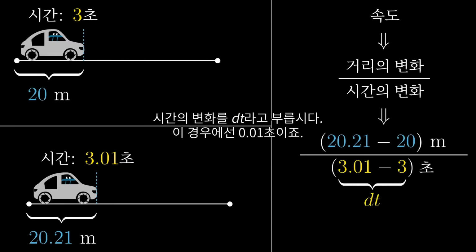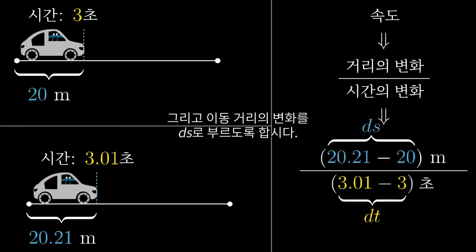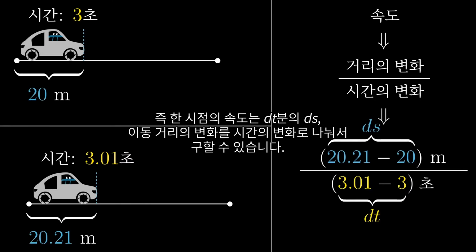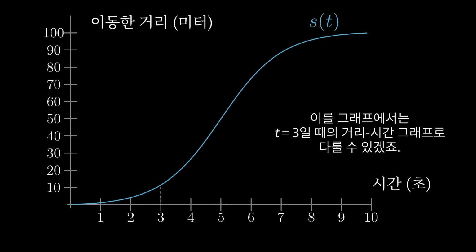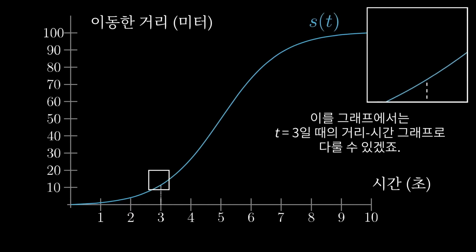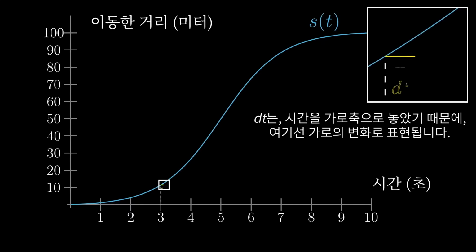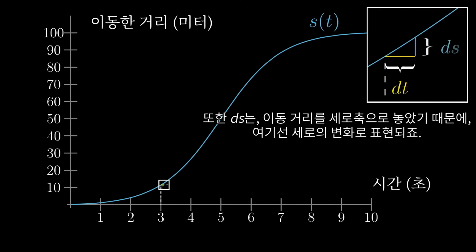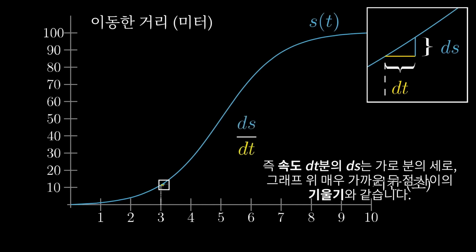So let's call that difference in time dt, which you might think of in this case as 0.01 seconds, and let's call that resulting difference in distance ds. So the velocity at some point in time is ds divided by dt, the tiny change in distance over the tiny change in time. Graphically, you can imagine zooming in on some point of this distance versus time graph above t equals 3. That dt is a small step to the right, since time is on the horizontal axis. And that ds is the resulting change in the height of the graph, since the vertical axis represents the distance traveled. So ds divided by dt is something you can think of as the rise over run slope between two very close points on this graph.